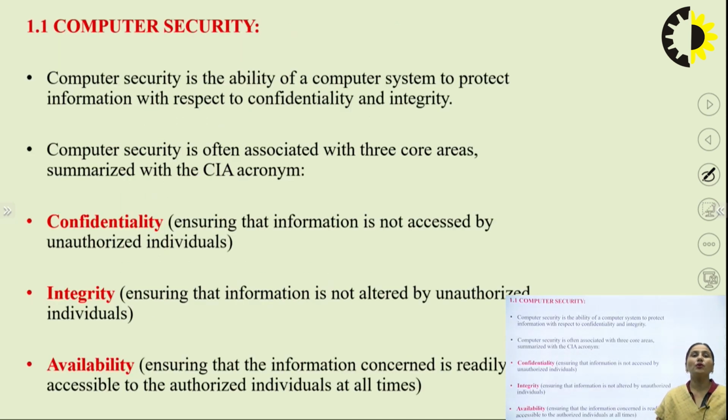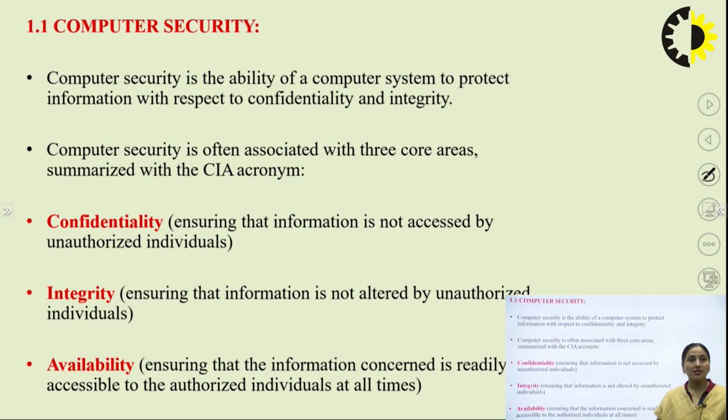Now, computer security is basically the ability of the computer system to protect information with respect to confidentiality and integrity. That means it is the ability of a particular system to protect the information that is there in your system. And to achieve this type of security, we will be using one or another type of measures.